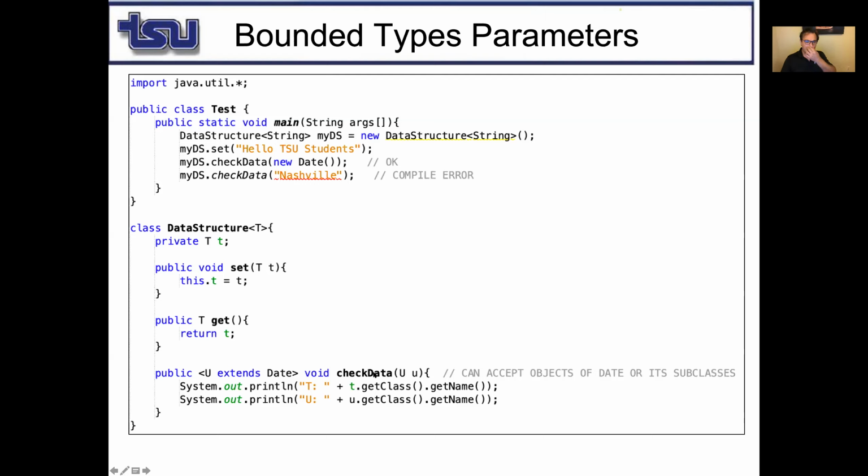and I say data takes U, and I create a date object. Well, U can be date or one of its subclasses. So this will be fine. But if I make a call to checkData with Nashville as a string, well, U will be string, but string is not date or one of its subclasses, so it will be a compile error.